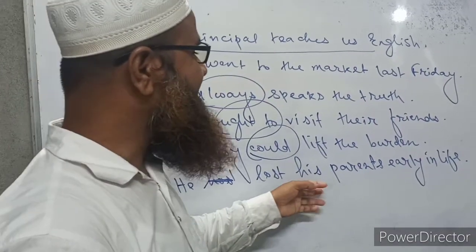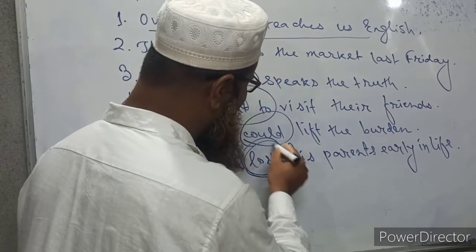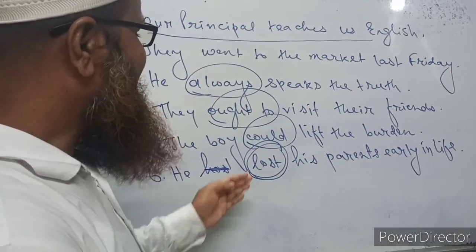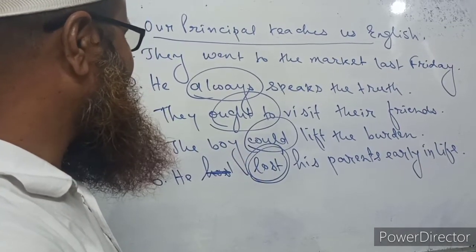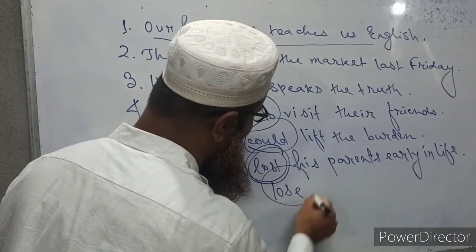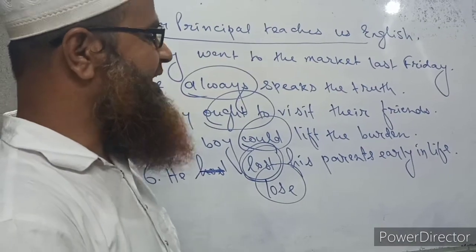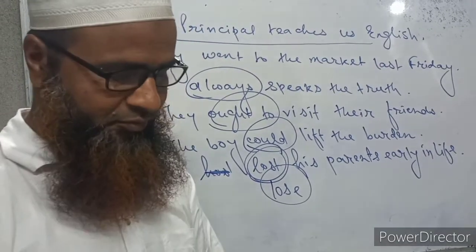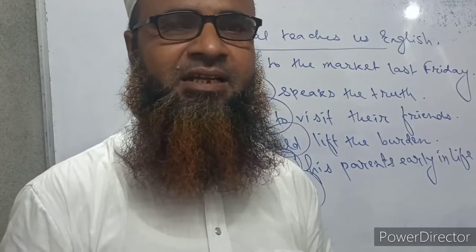Again, he lost his parents early in life. The verb here is lost and it is in past tense. So we must take the help of did here. He did not lose, and the main verb will be lose, L-O-S-E. He did not lose his parents early in life. I hope all of you have got my point and your conception is very clear.